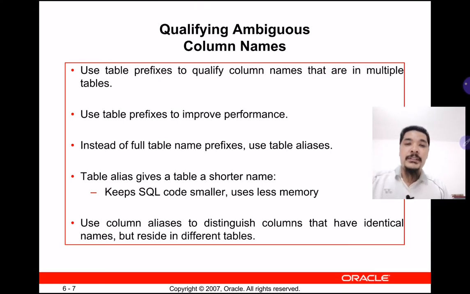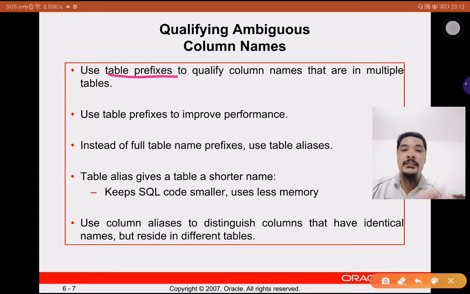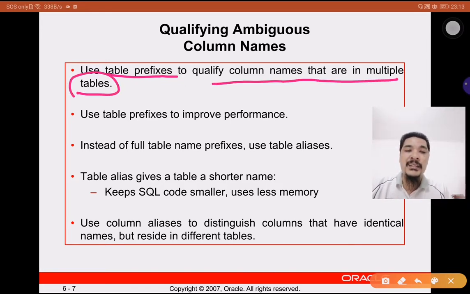Alright, qualifying ambiguous column names. Okay, number 1, use table prefix to qualify column names that are in multiple tables. So we need to use a table prefix. If, let's say, we can simplify the names of the table, for example the table student, just call it S. You can see the example later. If we have more than one table, we can identify the column straightforward.